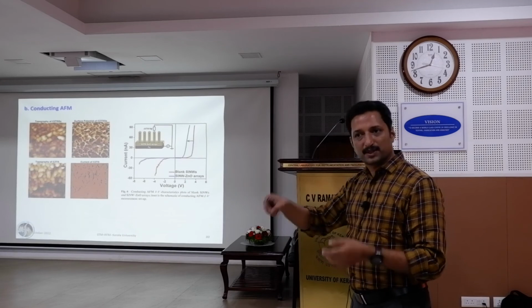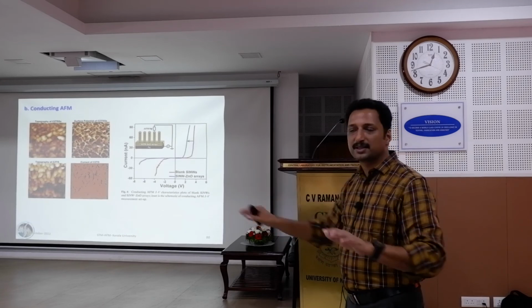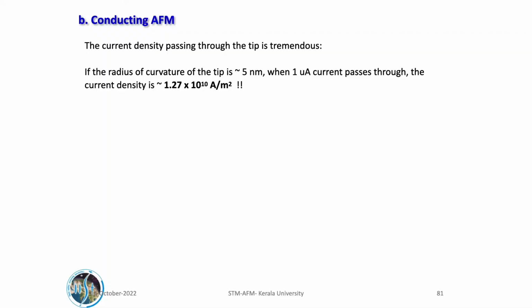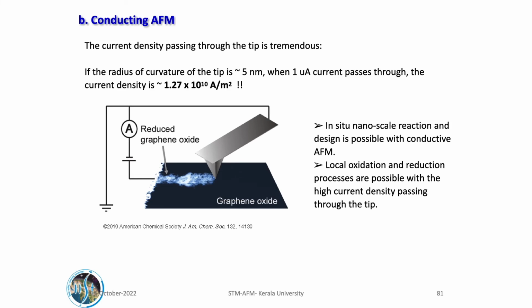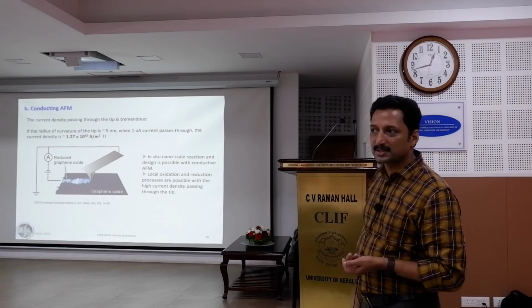This is in contact mode. So whatever conducting path is there, it will conduct. Okay, it's like contacting. This is conducting AFM. You see, as I told you, if you are allowing a very small current to pass through, basically the current density is very large. Okay, so there's a huge current density.